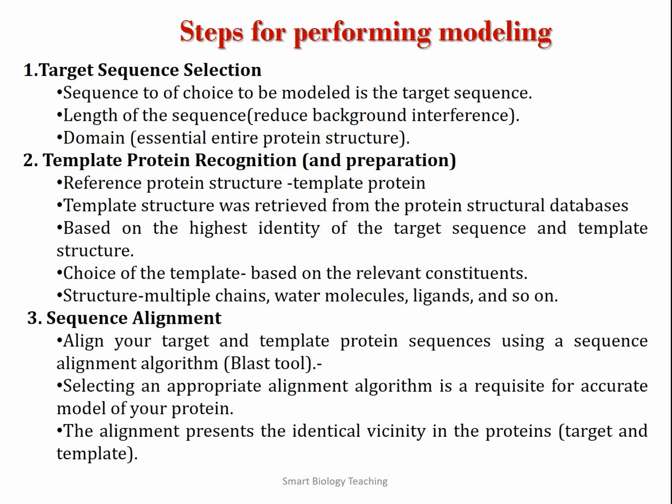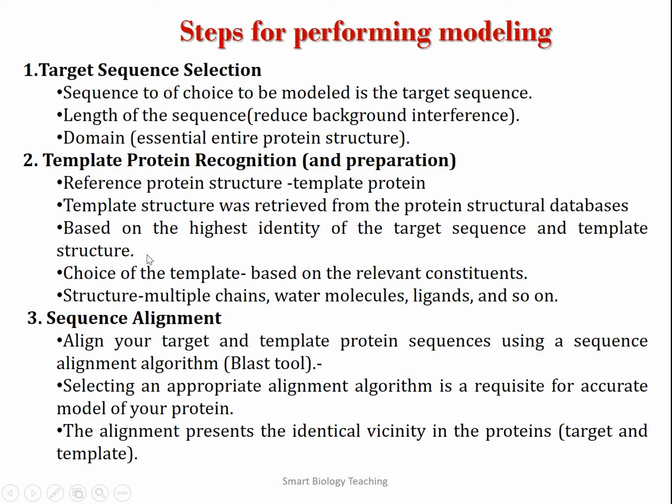When this 30% similarity is not found, then you can go for other methods like ab initio or threading methods. But nowadays we mostly get the protein structures. In previous cases we had difficulty in getting protein structures, so we adopted other methods also.